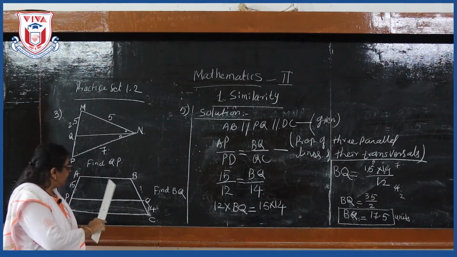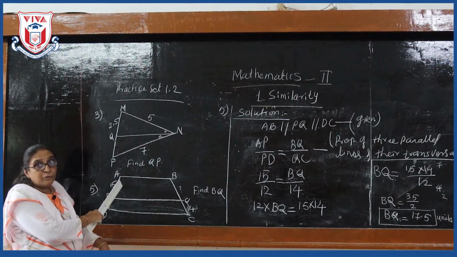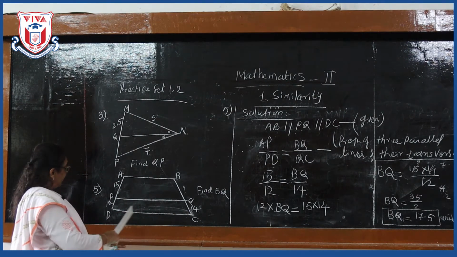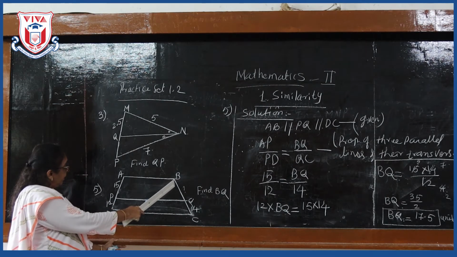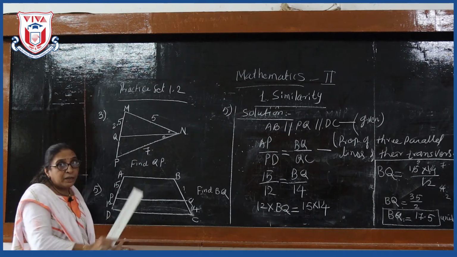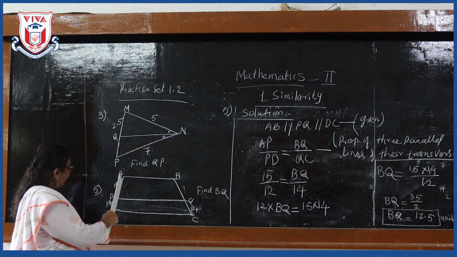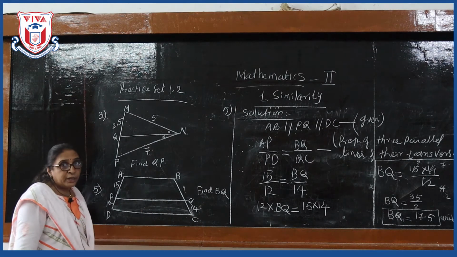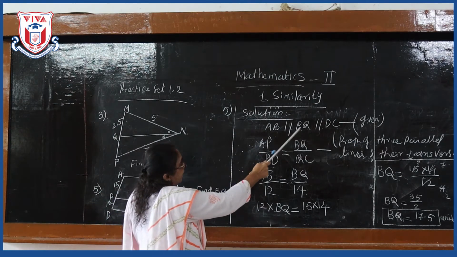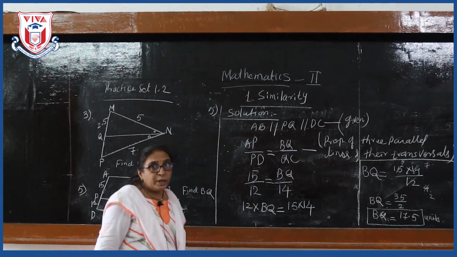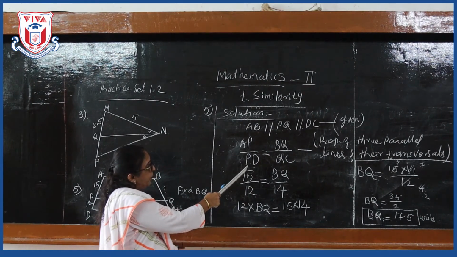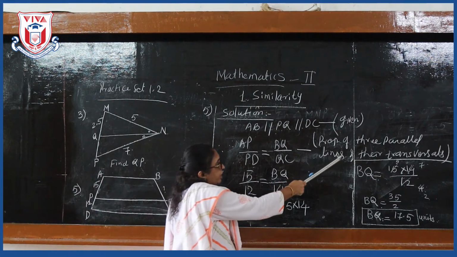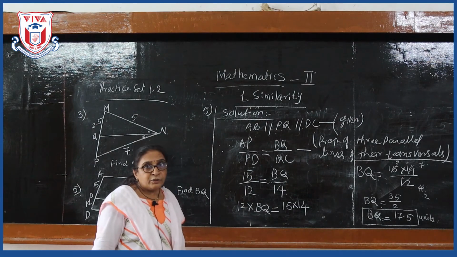Now the next example from practice set 1.2, fifth example. In this quadrilateral ABCD, AB, PQ and DC are parallel to each other, given. AP is 15, PD is 12, BQ we have to find out, QC is 14. Now, AB parallel PQ parallel DC, given to us. Hence, AP upon PD is equal to BQ upon QC. Property of three parallel lines and their transversals.